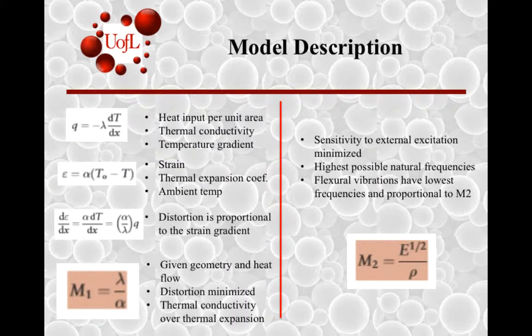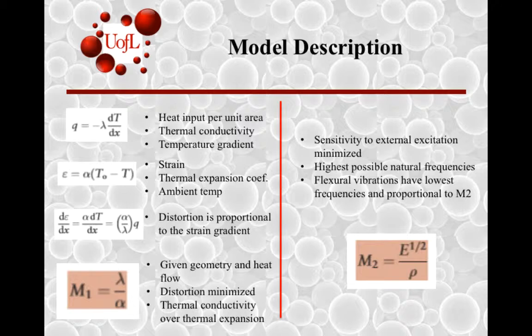We start out with the heat input per unit area, which is the thermal conductivity multiplied by the temperature gradient. We can then use the strain equation, which is the thermal expansion coefficient and the temperature difference of the operating temperature and the ambient temperature. And then we're going to combine those together. We find that the distortion is proportional to the strain gradient. Once we have that, we can get our first material index: if we have a given geometry and heat flow, the distortion will be minimized using this equation here, which is the thermal conductivity over the thermal expansion.